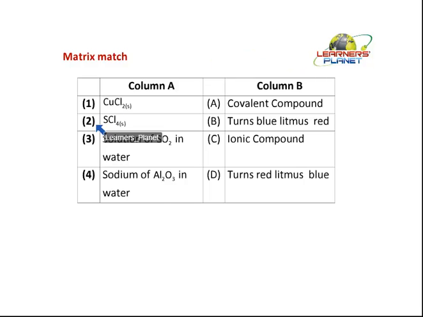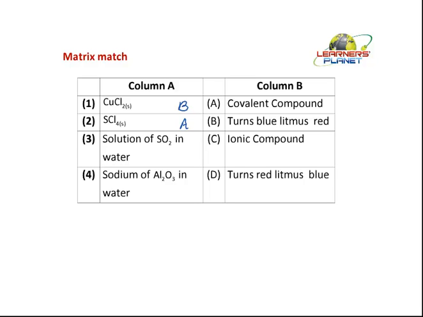It is again a matrix match. Copper chloride solid. What type of compound is it? Is it a covalent compound or an ionic compound? Or there are options like turns blue litmus red or red litmus blue. So I think there is a compound, so we should match it to a compound itself. What type of compound is copper chloride? It would be ionic because it is a compound formed between a metal and a non-metal. Our next is sulfur tetrachloride. It is a compound formed between a non-metal and a non-metal, so it would be a covalent compound.